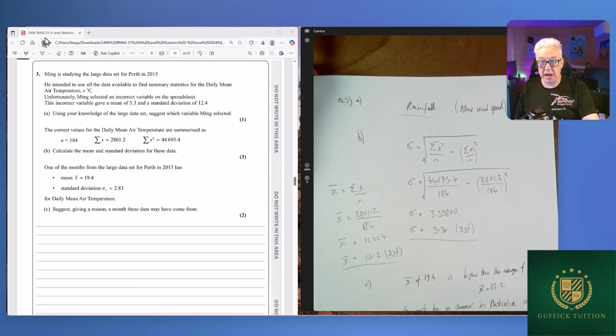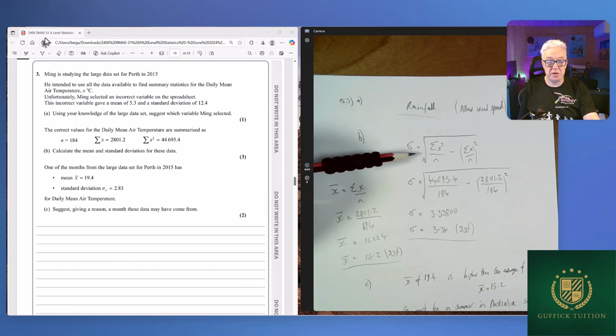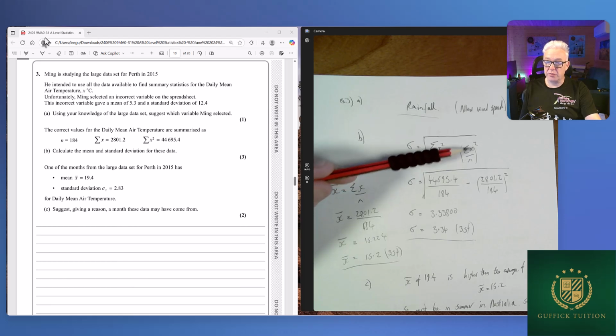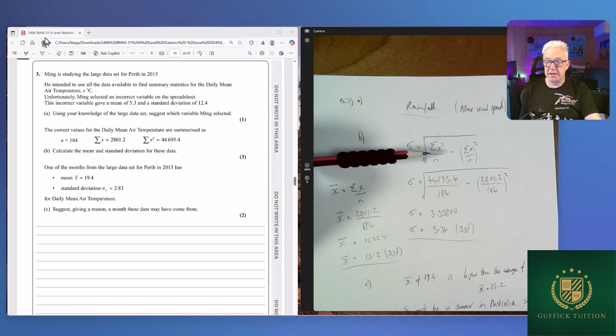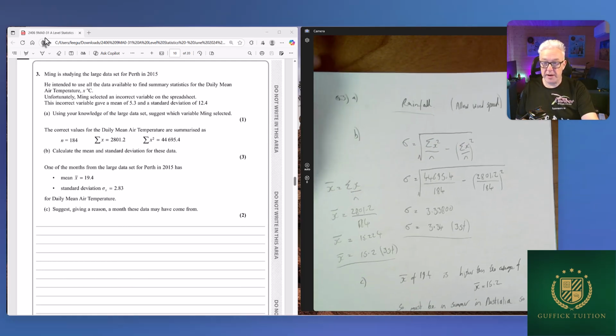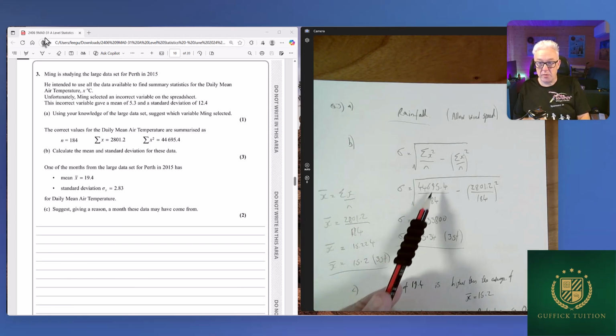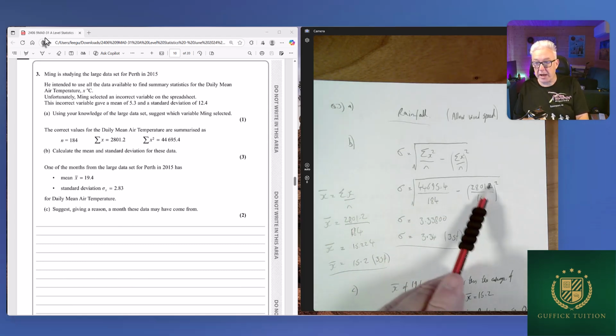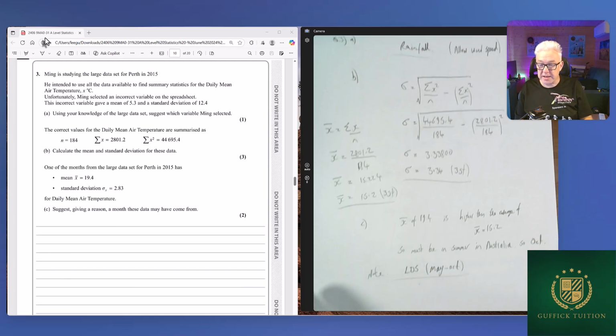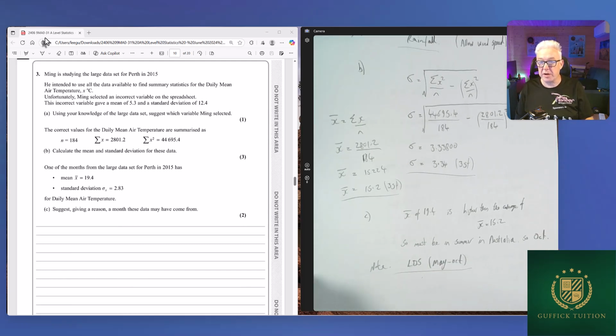Standard deviation, and again we're given this formula in the formula booklet, which is quite nice. It's the square root of sigma x squared over n minus sigma x over n all squared, or sometimes it's said as the square root of the mean of the squares minus the square of the mean. Again, we're given all the information we need to plug into that formula. We've got our sigma x squared, we've got our n, and we've got the mean that we calculated before. So that gives us a standard deviation of 3.34. Really nice, easy 3 marks there for part B.